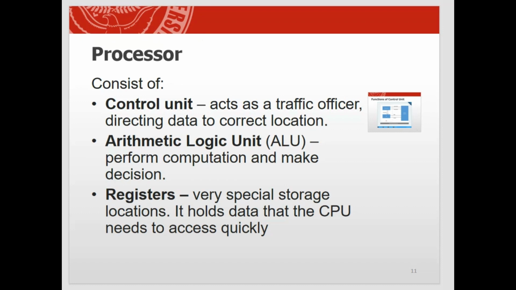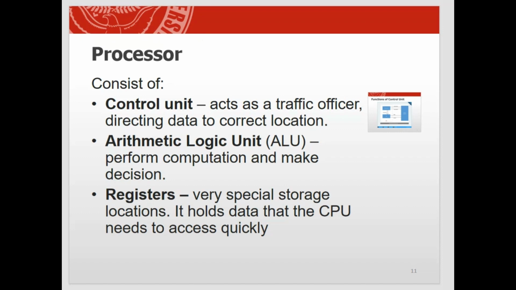Next we have, of course, since we're talking about registers, let's define it. A register is actually a very special storage location. So it holds the data that the CPU needs to access quickly. In addition to that, ang register is maliit yan siya. It is a very small but very fast storage area inside the CPU. It is actually used to store intermediate values from calculations or instructions that are needed again immediately. So, yung mga instructions na kailangan agad-agad, kumbaga, i-retrieve siya agad after processing, nilalagay siya sa register.